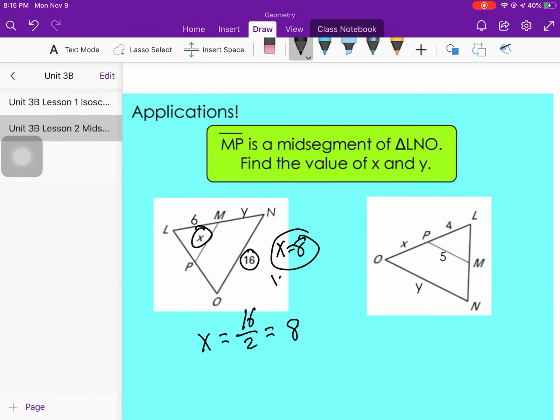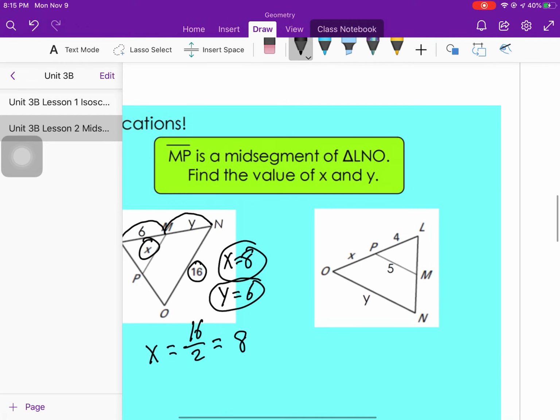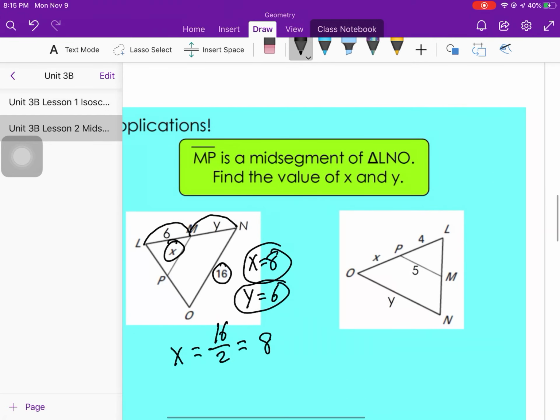If we want to solve for y, remember that the midsegment is halfway through the triangle. So from here to here is 6. So if that's halfway, we just got to go another 6. Same idea over here for this triangle. From L to P, that's halfway since MP is a midsegment. So we go another 4 units, so x equals 4.